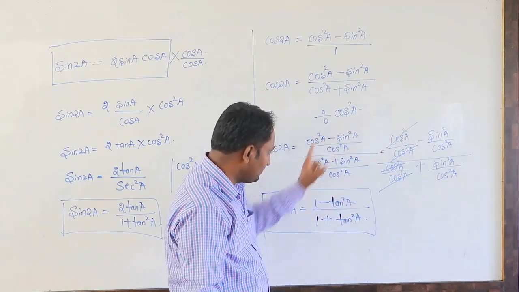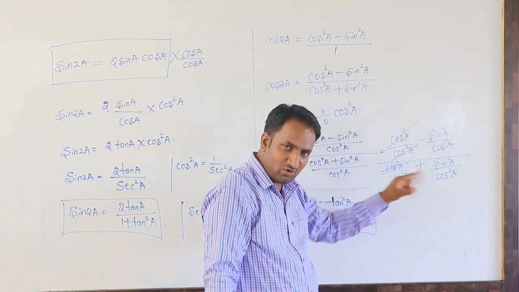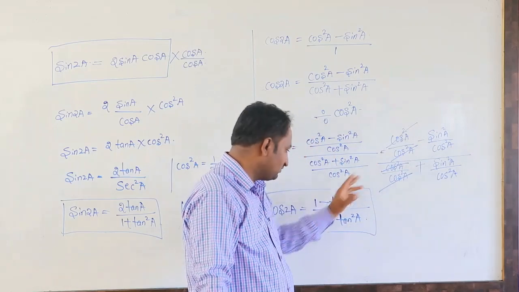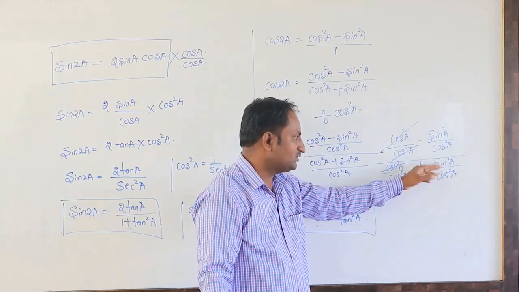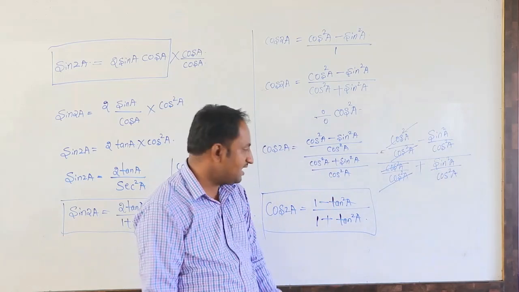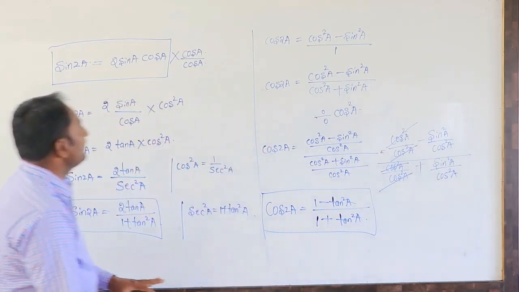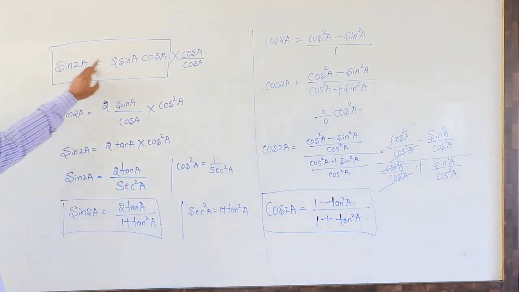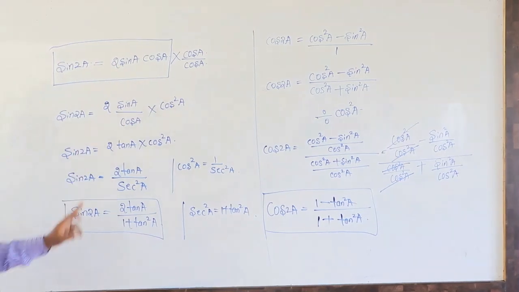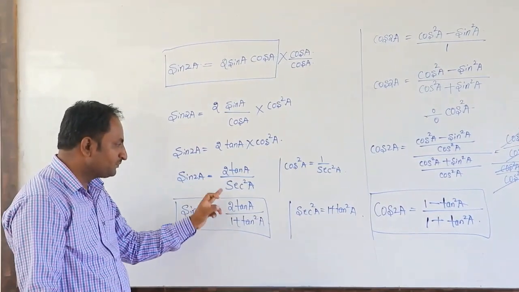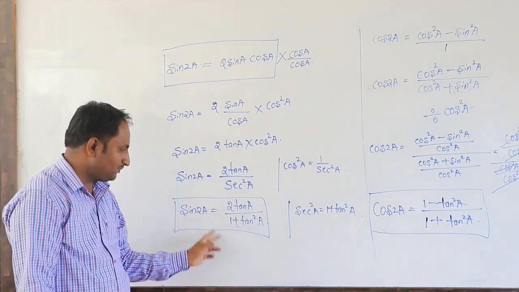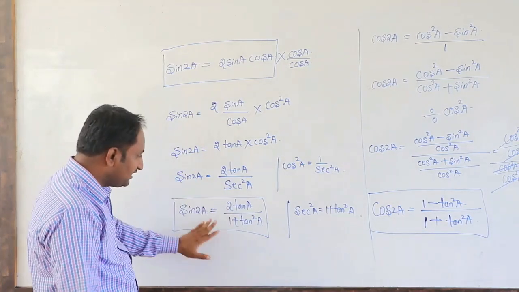Here its value is 1. Sin square a divided by cos square a value is tan square a. Here the value is 1. Again sin square a divided by cos square a value is tan square a. Here we get the result sin of 2a is equal to 2 sin a cos a. Another one is sin of 2a is equal to 2 tan a divided by 1 plus tan square a. Here it's a derived form.